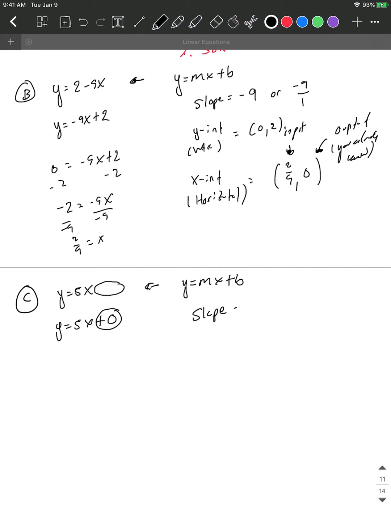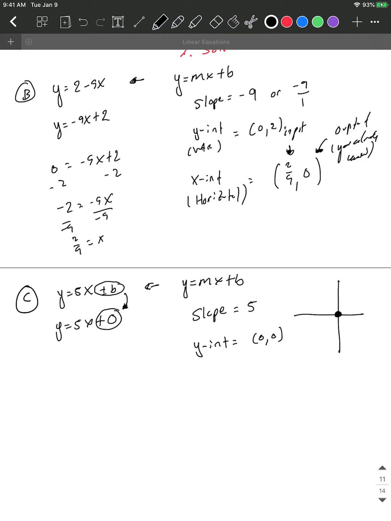So from here, we get the slope is equal to 5. The y-intercept is (0, 0). Now, since we already know that this doesn't have a plus or minus b, there is no written intercept, but like I said, the intercept does exist since it's crossing at the coordinate point (0, 0). So this is where it's lying, right on the origin, right on that cross.